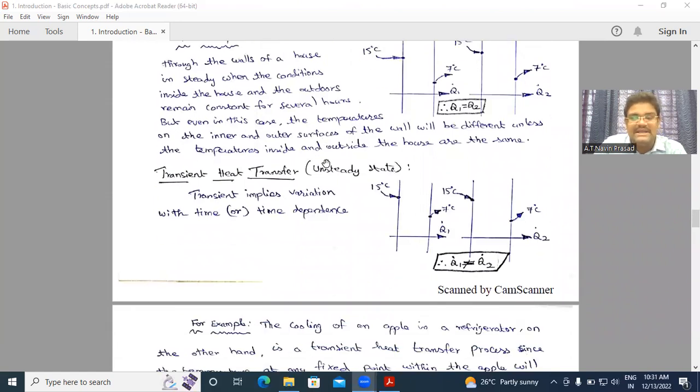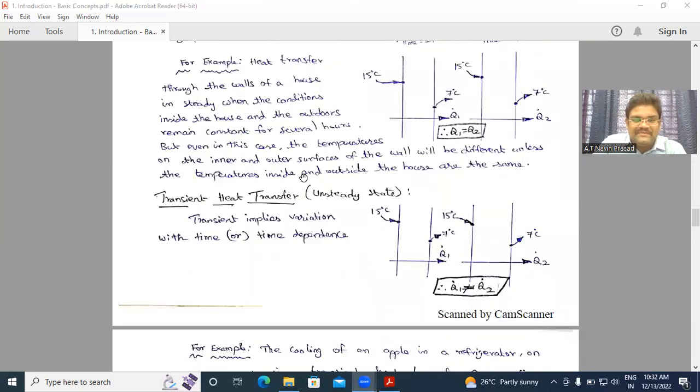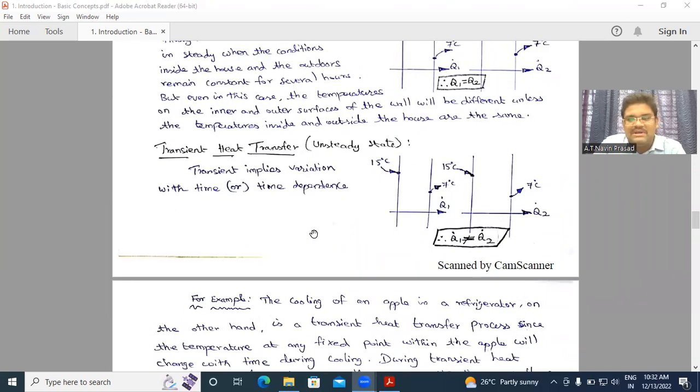Next is the transient heat transfer. Here the temperature varies with time, that is, it is time dependent. So for example, at 2 p.m.